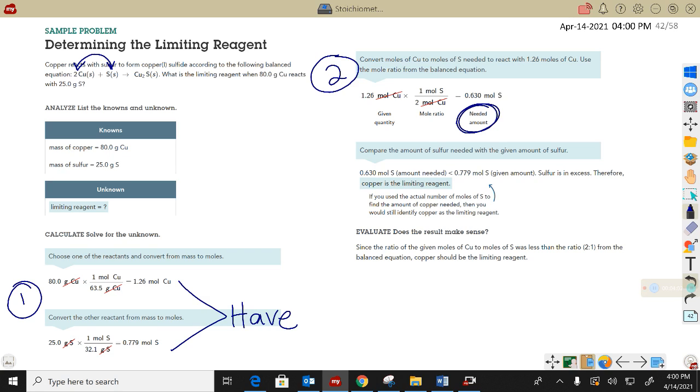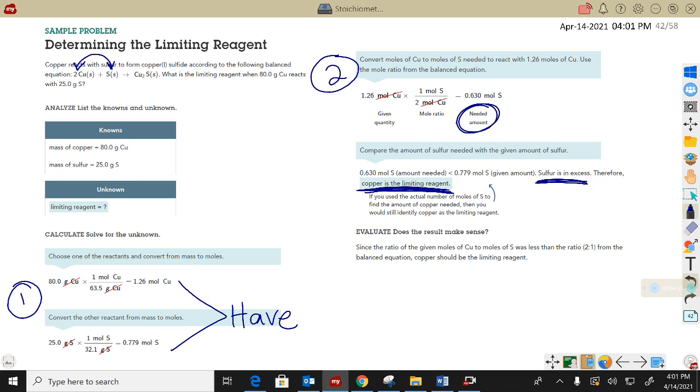Now you just do a comparison. I need 0.63 moles of sulfur, but I have 0.779. I have more than what I need. So we found the excess reactant. We'd say sulfur is in excess. We have extra sulfur, which by process of elimination means the other reactant must be your limiting reactant. Copper must be the limiting reactant.